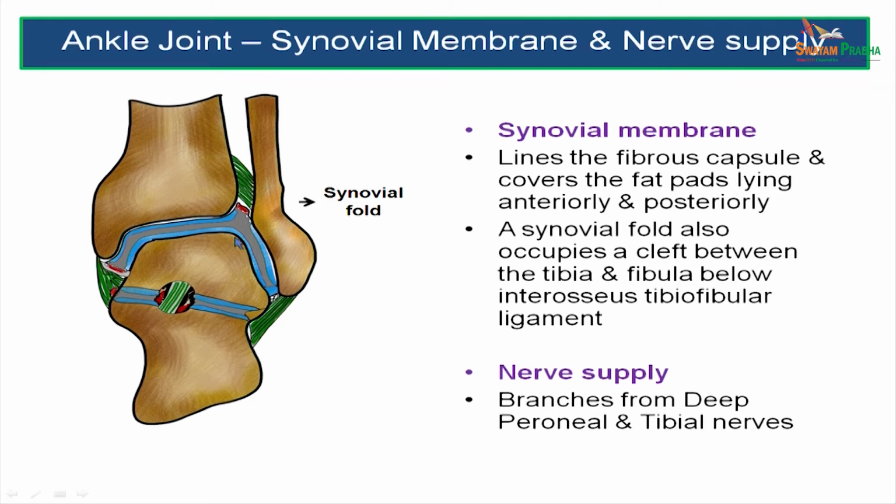The ankle joint is a synovial joint of the hinge variety, and so as every synovial joint, it also has a lining of synovial membrane. But remember, there is one special feature of this synovial membrane. If you look here, the synovial membrane lines this joint, but it dips into the space between the lower ends of the tibia and fibula and projects into the space between the 2 bones, just below the interosseous tibiofibular ligament. The nerve supply of the ankle joint is from the deep peroneal and tibial nerves.